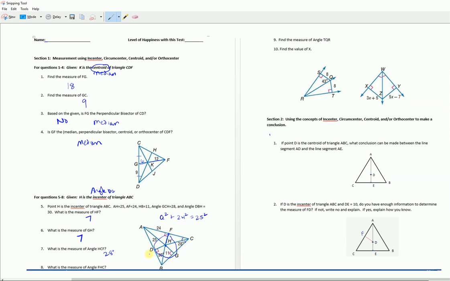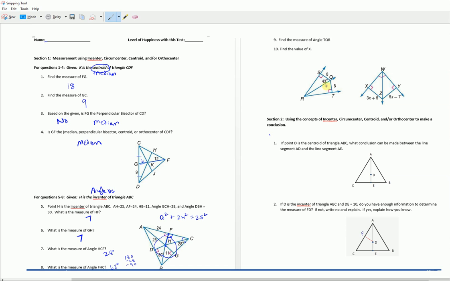What's the measure of FHC? I know that this is 90 degrees here, so to get to this angle we take 180 and subtract 28, and then subtract 90 from it. I think that's 62 is what it shakes out to be. And then we move on to question 9.